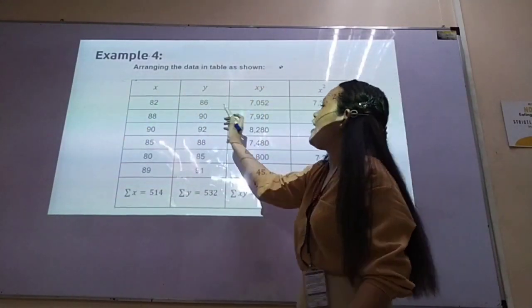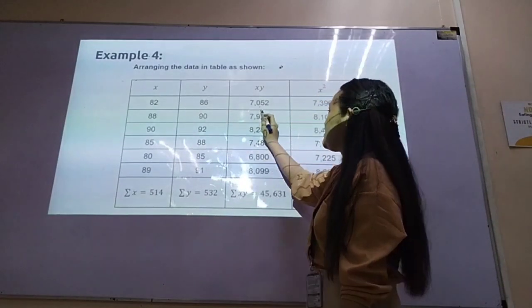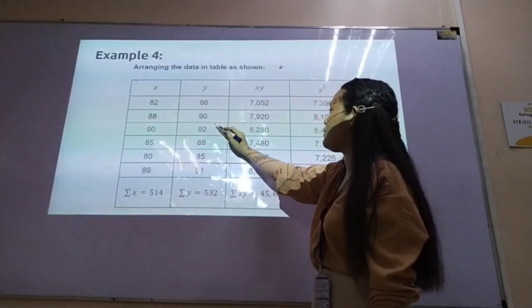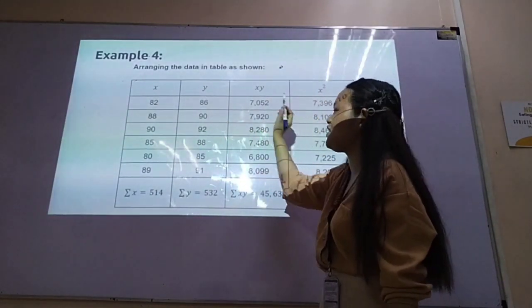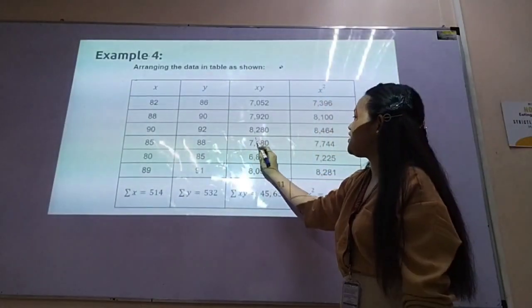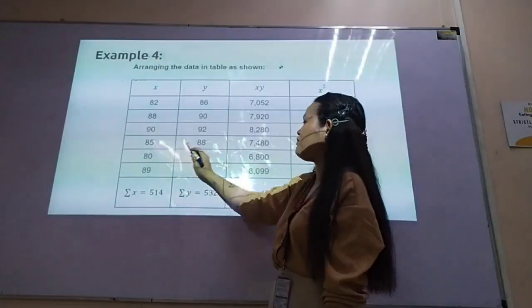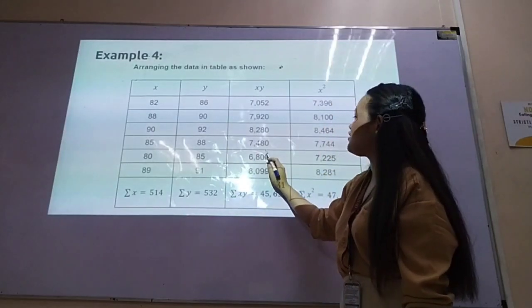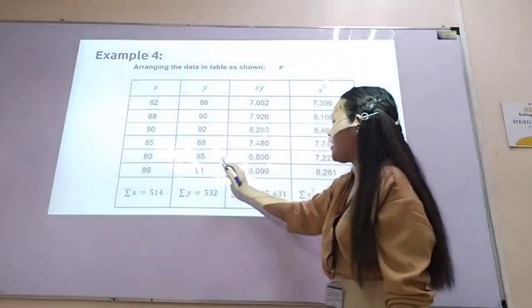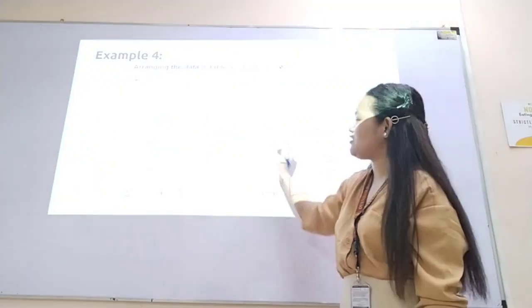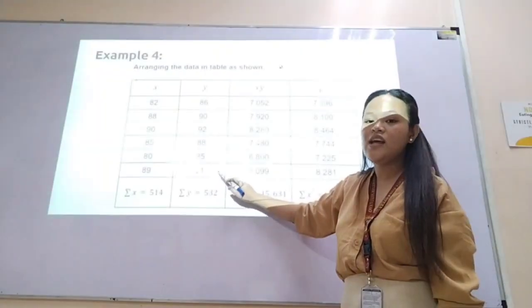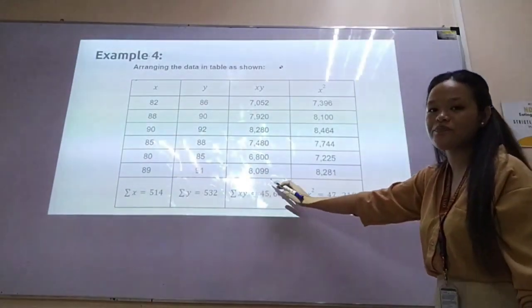So 82 multiplied by 86 is 7,052. 88 multiplied by 90 is 7,920. 90 multiplied by 92 is 8,280. 85 multiplied by 88 is 7,480. 80 multiplied by 85 is 6,800. 89 multiplied by 91 is 8,099.